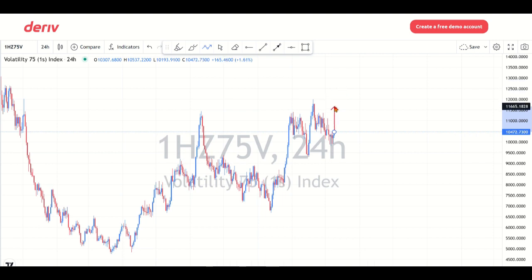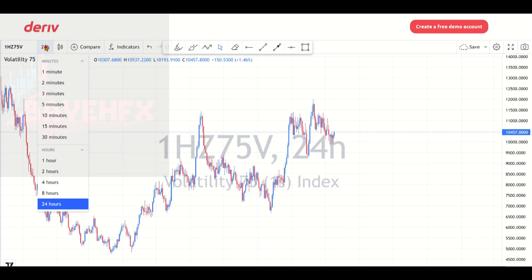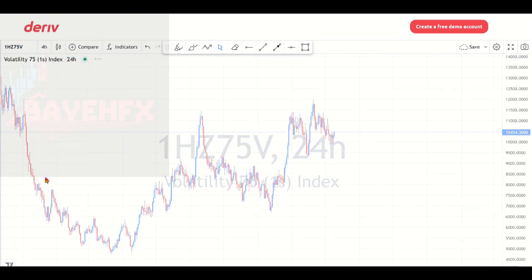But if we get rejected at around this particular zone here, we'll be selling massively down. We need to see more impulse to confirm where the market is going on the 24 hours time frame. So we've seen where the market might be heading. We know we are in a valid uptrend, so we're expecting a clean high of this zone to confirm our uptrend. And let's go down to the 4 hours time frame to see if it confirms.